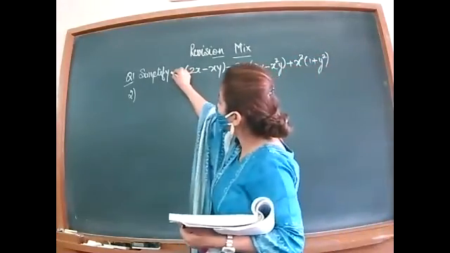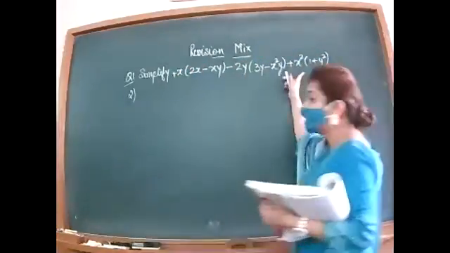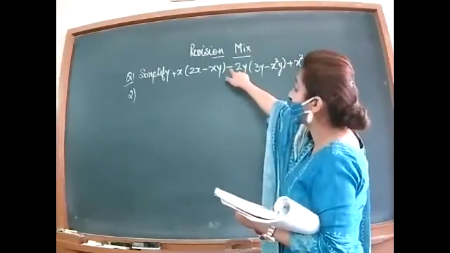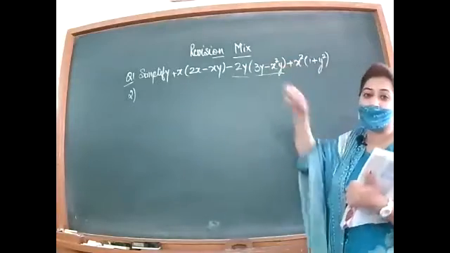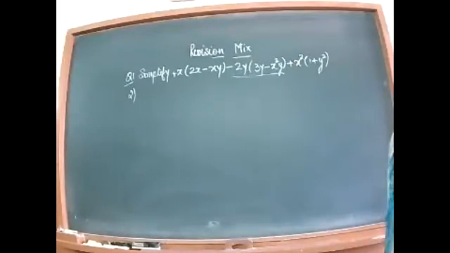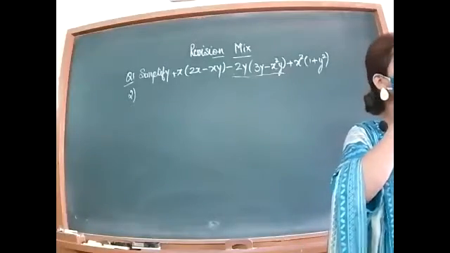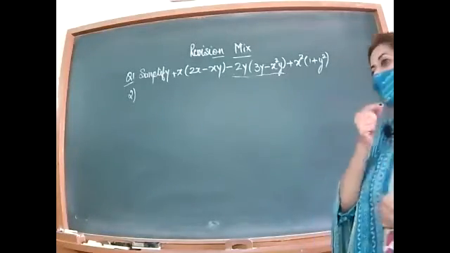Actually, this first term is having positive sign, last term is having positive sign, but in the center you have negative. So be careful about this negative sign. Whenever you will open the bracket, the sign will change inside the bracket. So after multiplication, you will remove the bracket.